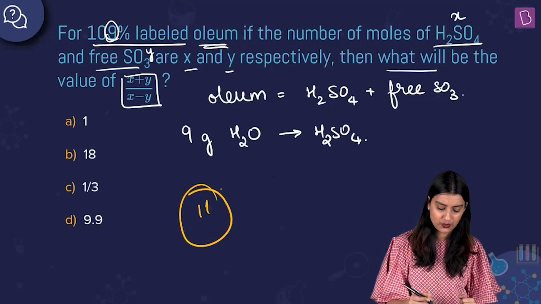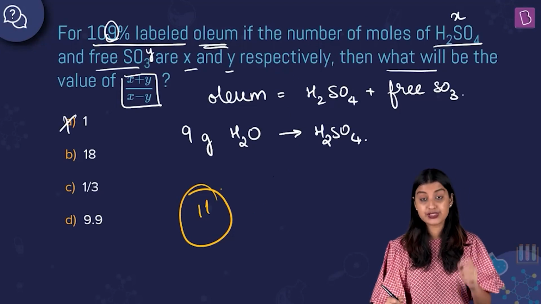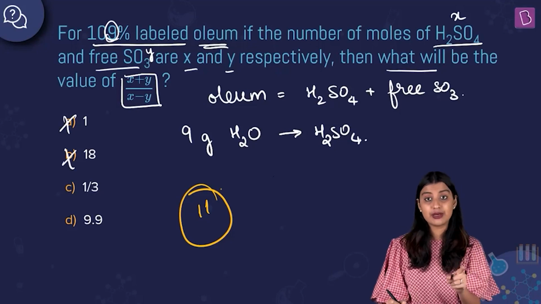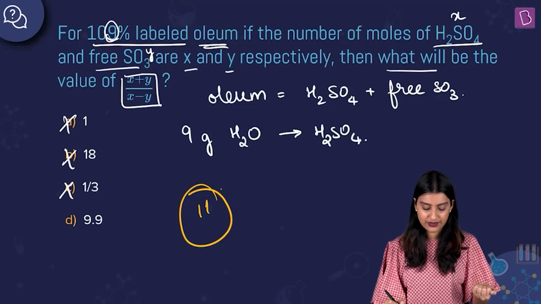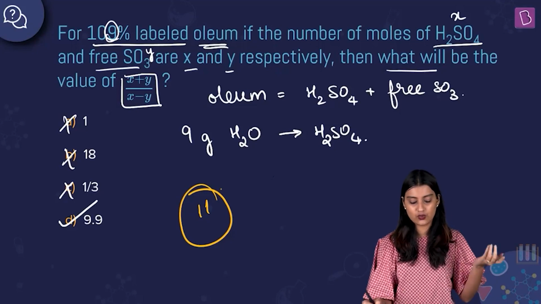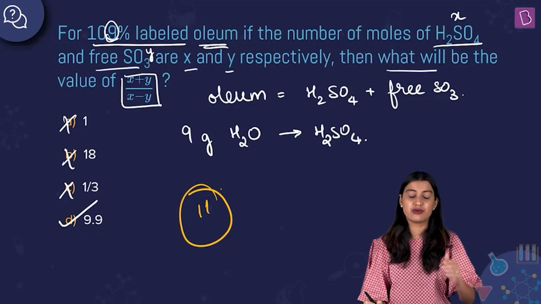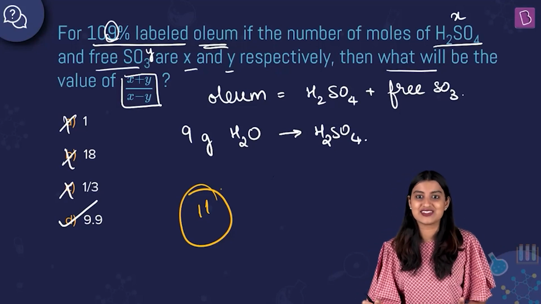And your options are 1, which is way off. You have 18, which is much greater. We did not approximate this much, so I'm going to ignore it. You have 1 by 3, which is again the least possible. So this is pretty far off. Then you have option D, 9.9. This I'm willing to accept because I know how much approximation I made. Accordingly, 9.9, yes, perfectly acceptable. Hence, option D, 9.9 is going to be the right answer to this question.